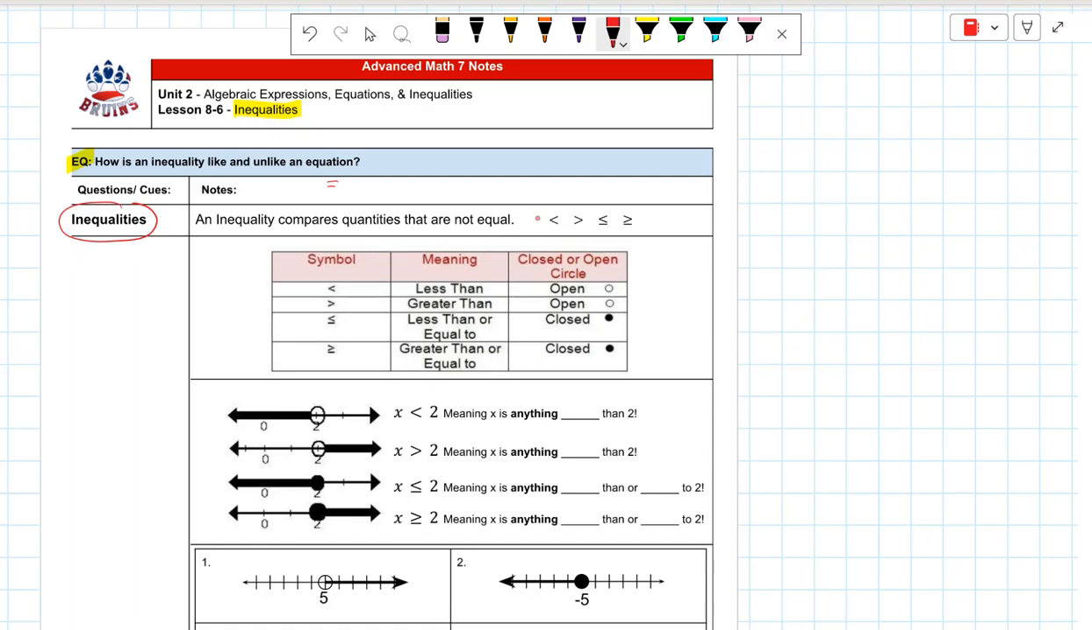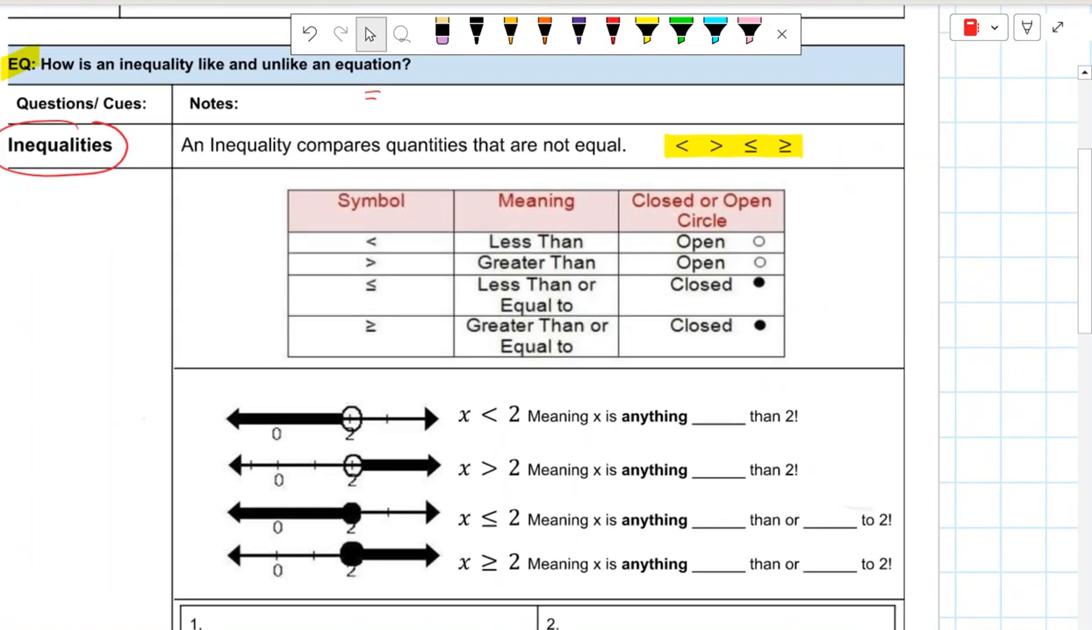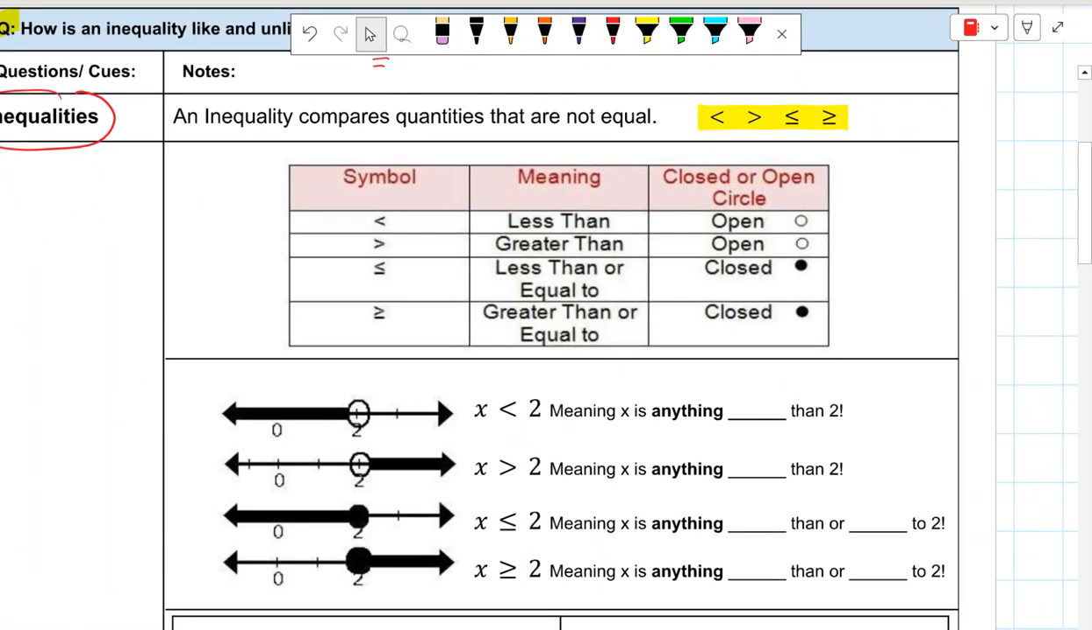And these are the signs that you used back in elementary school. You have less than, greater than, less than or equal to, and greater than or equal to. Those are the four signs. For more information on those signs, let's take a look at this chart. We have the less than. Here's what it means, less than. And then we have this closed and open circle idea.